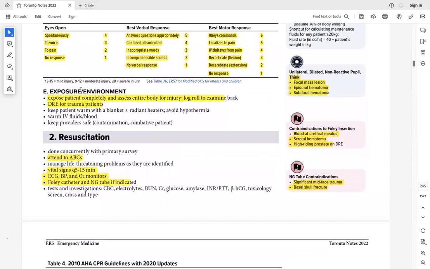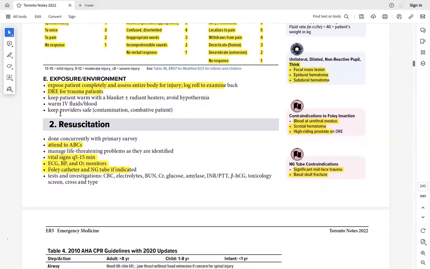Similarly, we have to examine the body of the patient, we have to log roll him. And always for the trauma patient, we have to do the DRE. Maybe there is some bleeding when we do the DRE, maybe the prostate is high riding. These are the contraindications to urethral catheterization. So we have to do the DRE. If they say we have stabilized the patient, done everything, what is the next examination we will do? We have to do the DRE of the patient.